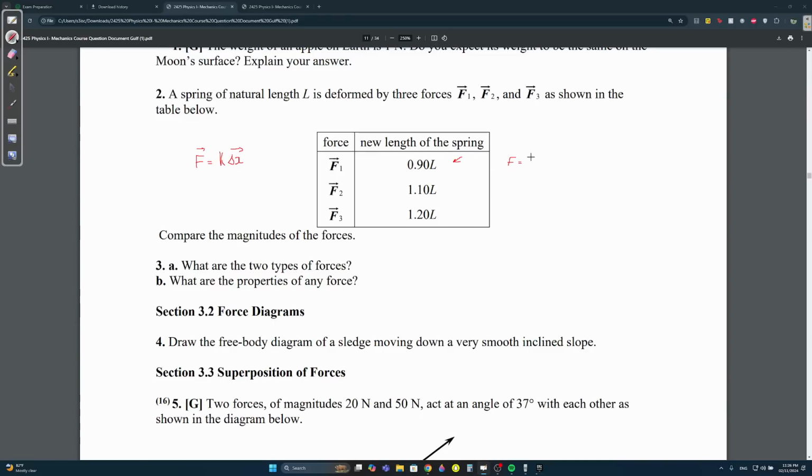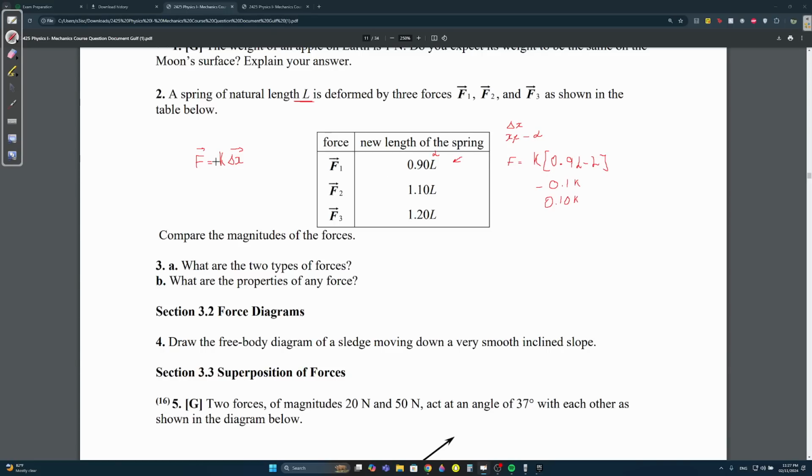So here F is equal to K delta X. Its original length is obviously L, right? The initial natural length is L. When you say delta X, it's the final length minus the initial length. What's the final length? 0.9 L. So 0.9 L minus initial length L, and you get negative 0.1 L. But obviously, guys, it can't be negative, so it's going to be 0.1 K.